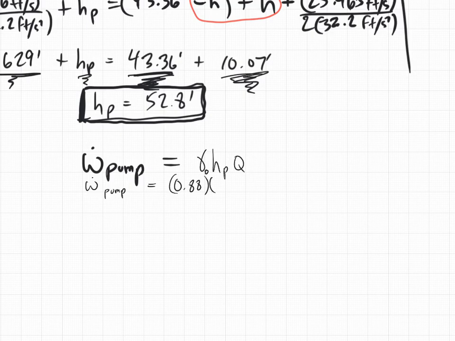gamma of the water, which is, I almost wrote 9810, right? You've got to be careful with that. 62.4 PCF. Okay, H_P. What is H_P? That's 52.8 feet. And what's the Q? I think this was given as 5 CFS.